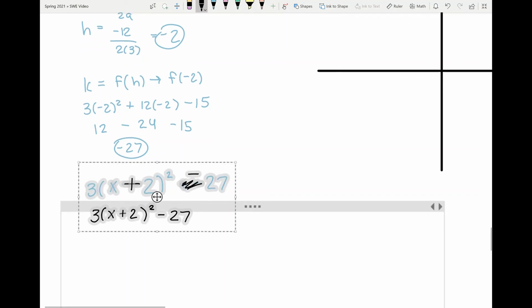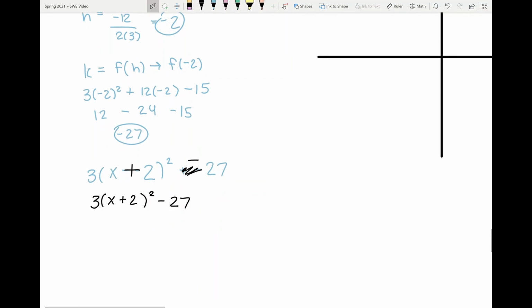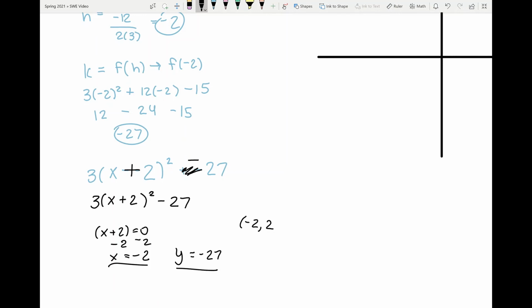Now how we get the vertex from this will be setting the parentheses equal to 0. So x plus 2 equals 0. You'd subtract 2 from each side. So x is going to be negative 2 as the vertex. And then the y coordinate is just going to be the k value. So the y is going to be negative 27. So our vertex is negative 2, negative 27.